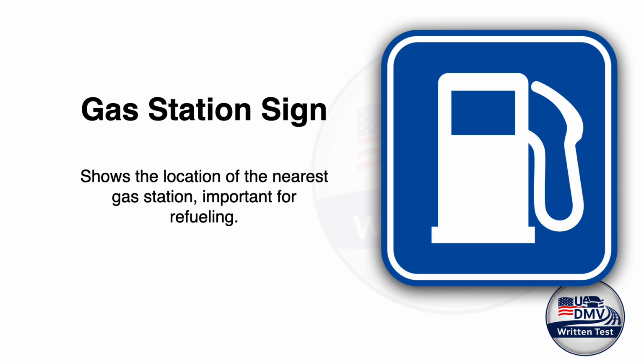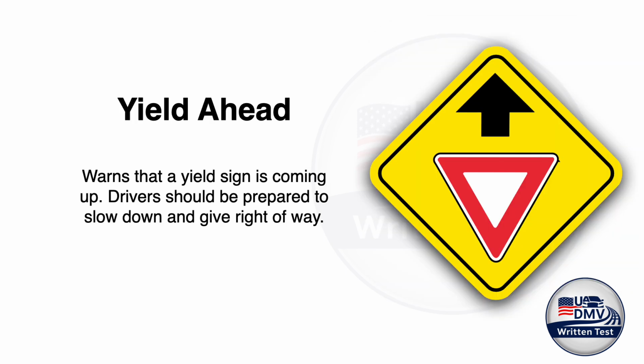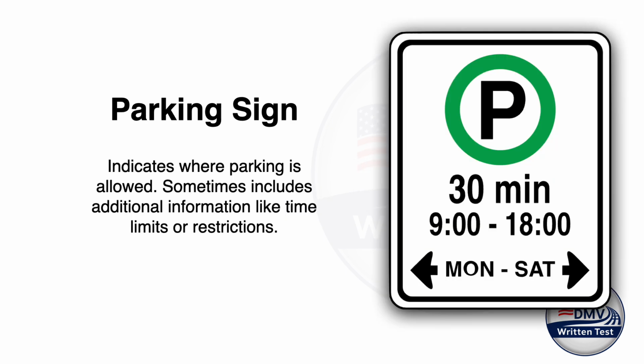Gas station sign shows the location of the nearest gas station, important for refueling. Yield ahead warns that a yield sign is coming up. Drivers should be prepared to slow down and give right of way. Parking sign indicates where parking is allowed. Sometimes includes additional information like time limits or restrictions.